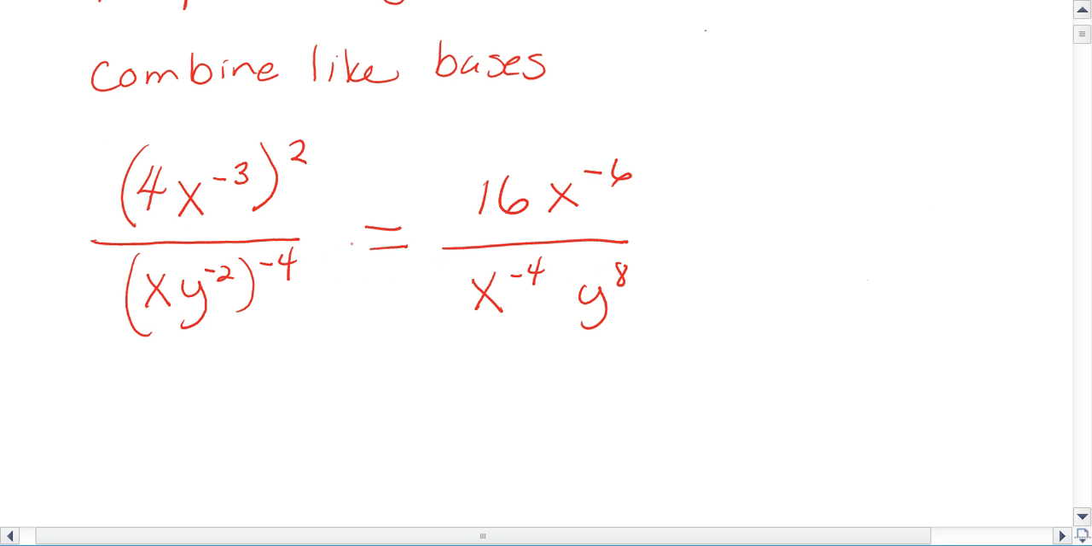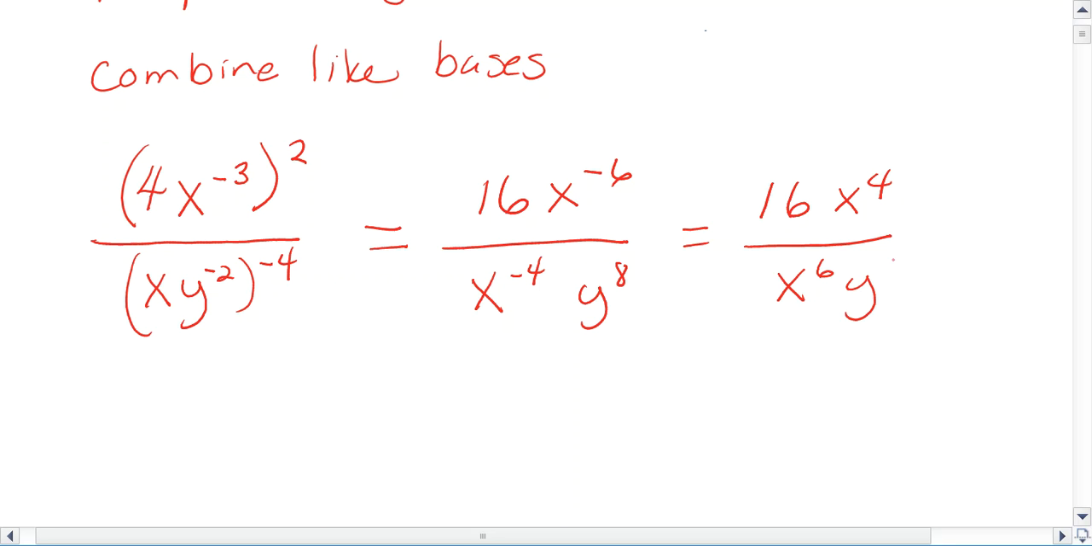Now we do our keep flip. The 16 does not have a negative exponent, it will stay. This x to the negative 6 will flip down to the denominator. This x to the negative 4 will flip up to the numerator, and the y to the 8th will stay where it is.